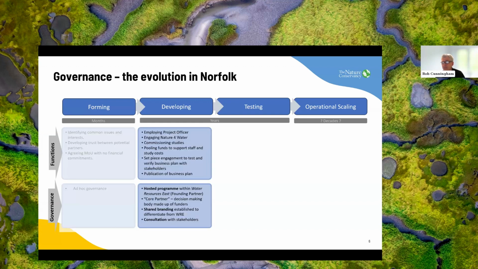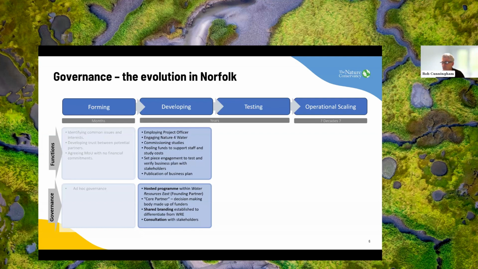Very rapidly, the project moved into this developing phase, and again, Nature for Water was mentioned earlier. We relied heavily on Nature for Water to help us in this developing phase, but the project also employed a project officer. We started commissioning studies, and there was some pooling of funds to support staff. We did some engagement with stakeholders around the concepts and the products that we were producing, and ultimately the publication of a business plan, which again was tested with stakeholders.